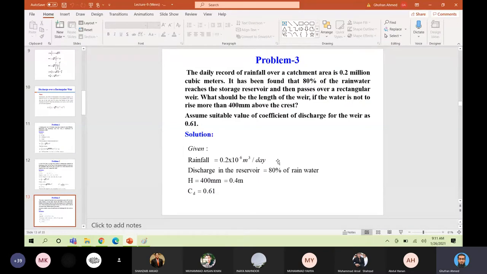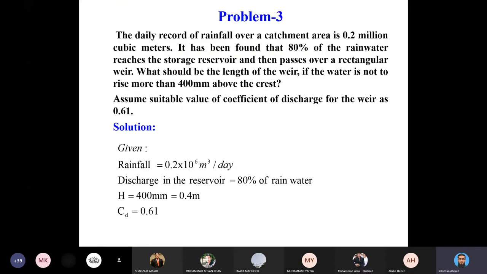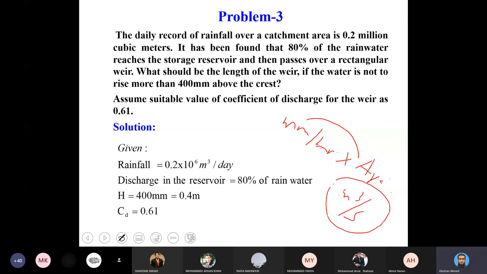So now the problem says that the daily record of rainfall over a catchment area is 0.2 million cubic meters. If we know the intensity of rainfall, say per millimeter per hour, usually it is given in millimeter per hour, and if we multiply with the area, it becomes meter cube. The unit is meter cube per second, so this is a unit of discharge, Q.